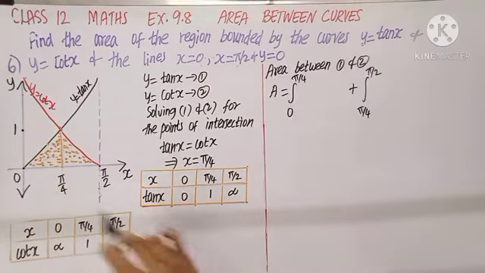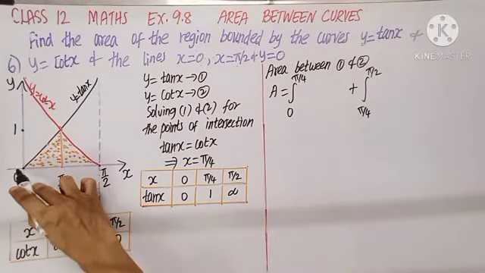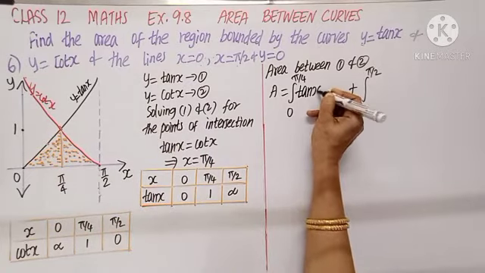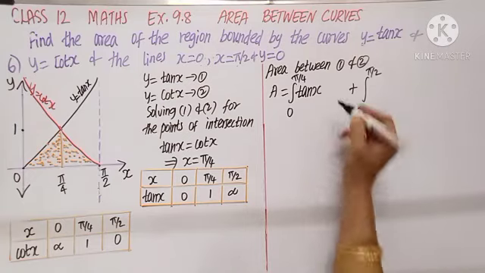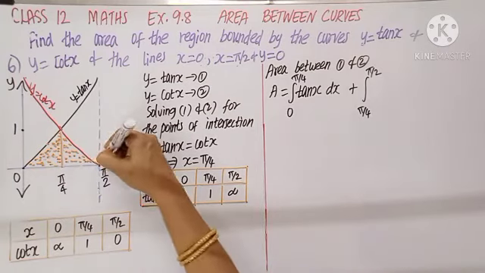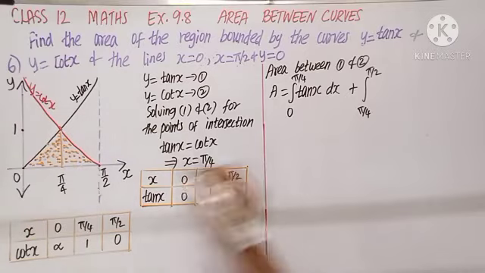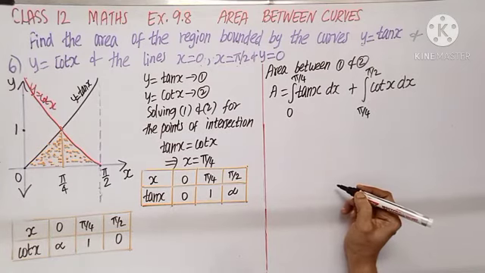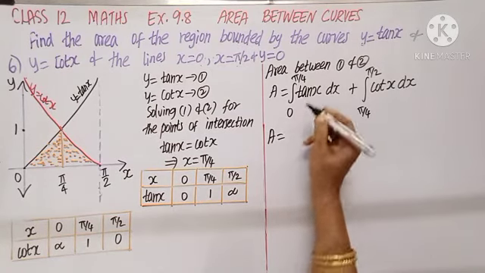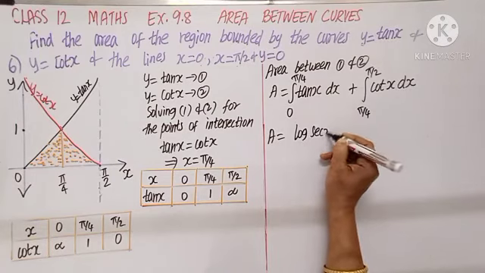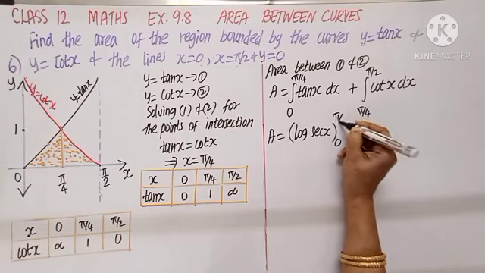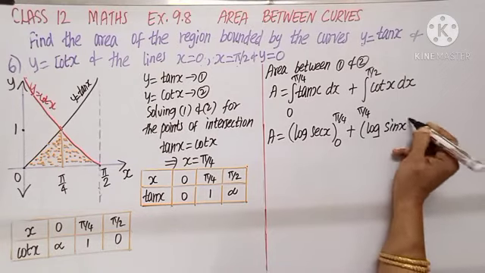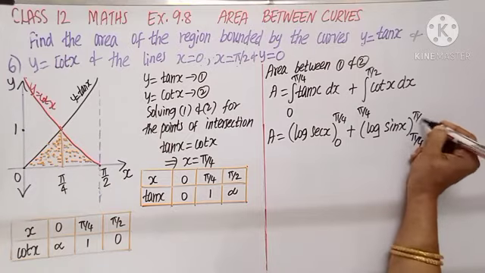to pi by 2. 0 to pi by 4, I see only the black curve, that is the tan x curve. So 0 to pi by 4, I see tan x, and pi by 4 to pi by 2, I see only the red curve, that is cot x. So pi by 4 to pi by 2, we integrate cot x. Let us remember the integral formula. Integral tan x is log secant x between the limits 0 to pi by 4 plus integral cot x is log sin x between the limits pi by 4 to pi by 2.